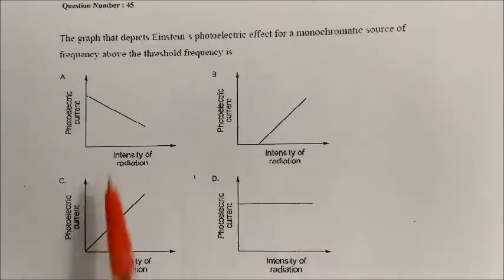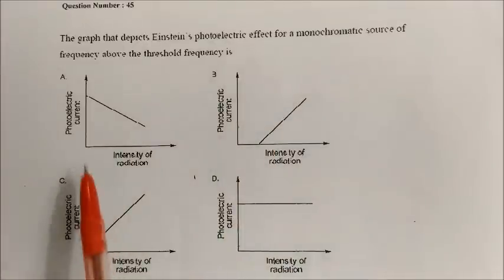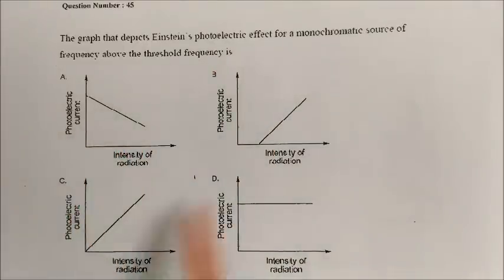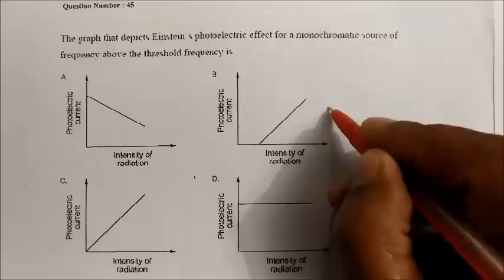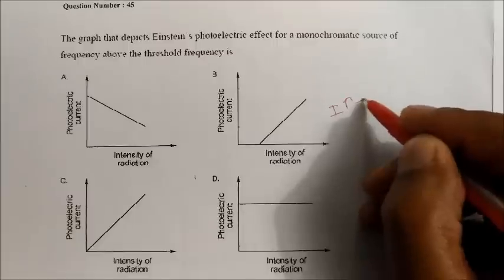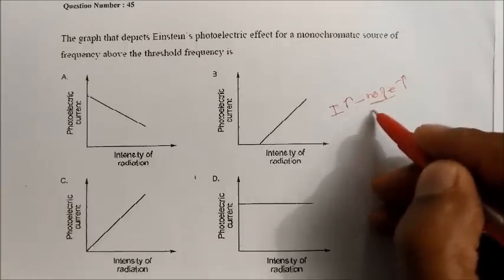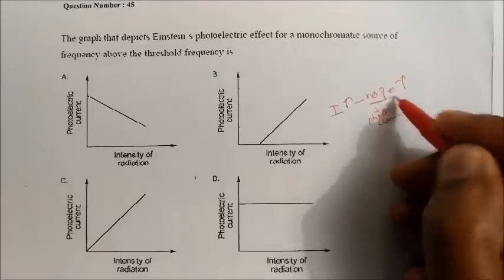The graph that depicts the Einstein photoelectric effect for a monochromatic source of frequency above the threshold frequency. There are four graphs, photoelectric current versus intensity of radiation. And we know this very well: when the intensity of radiation increases, then what happens? The number of electrons also increases. The number of electrons is nothing but what is called the photocurrent. So when electrons increase, photocurrent is also increasing.